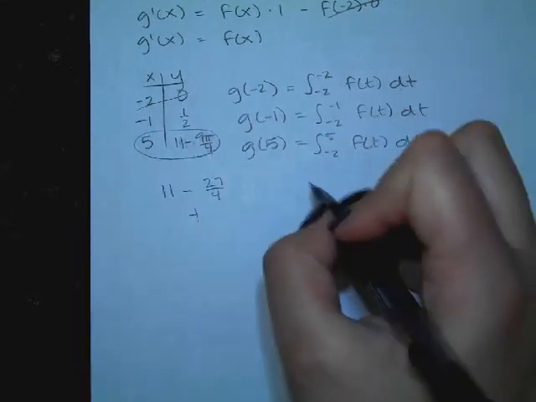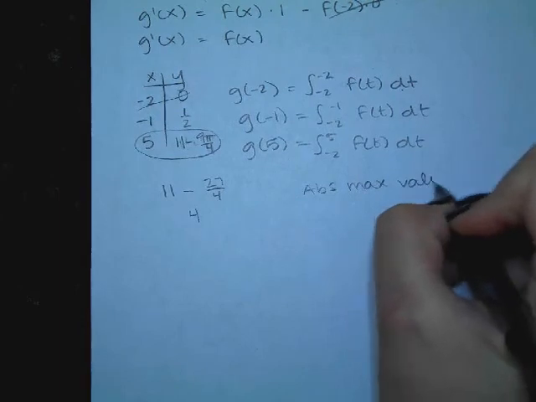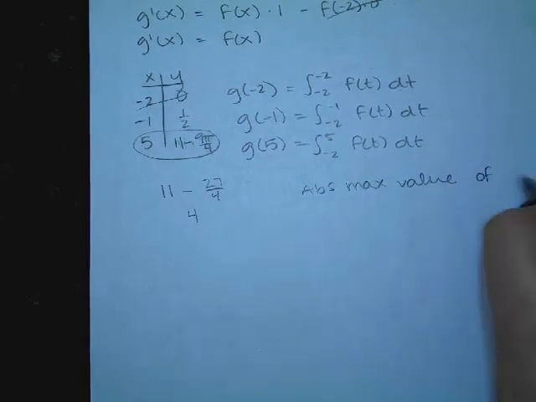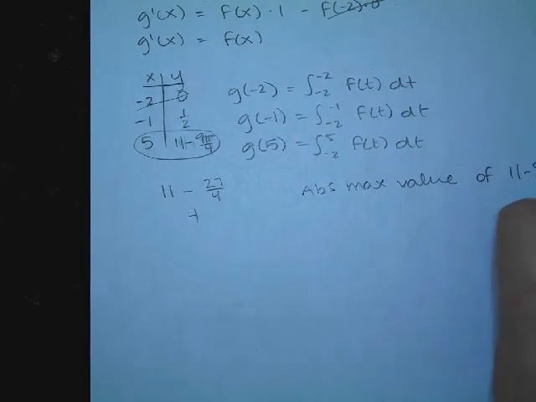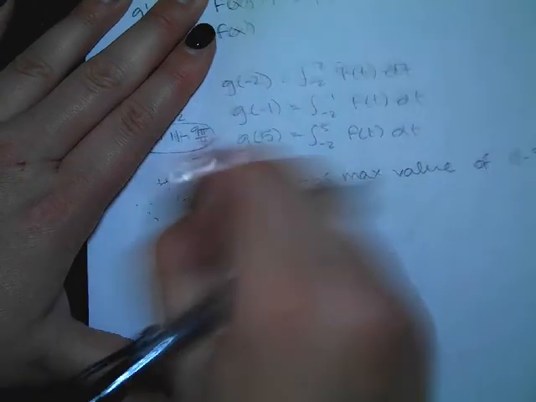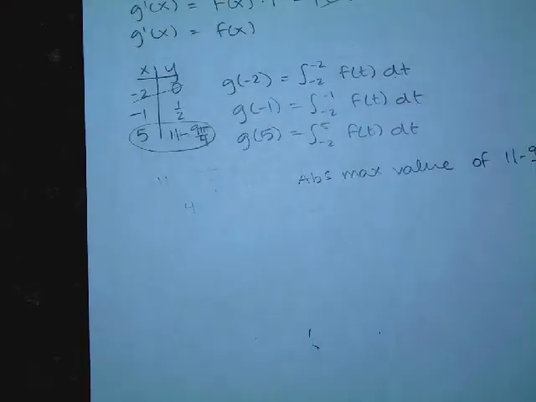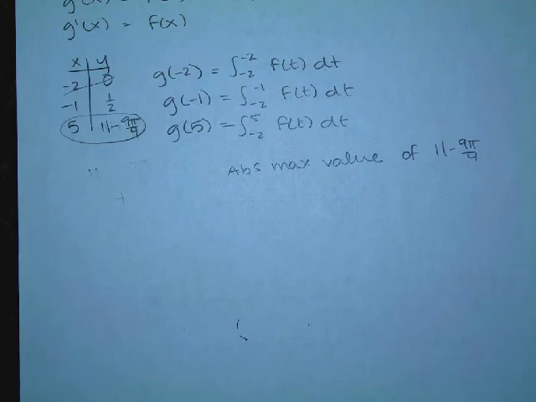And so you have an absolute max value of 11 minus 9 pi fourths. And this work is justification enough. I probably wouldn't leave this here. I would scratch it out or whatever, but that's the answer that I have for part D.